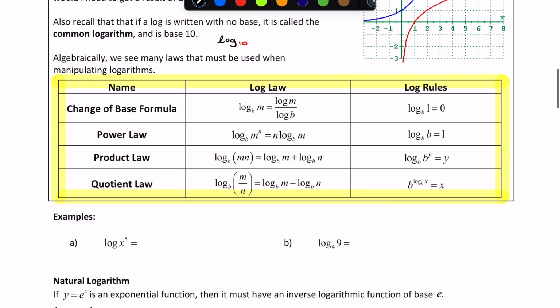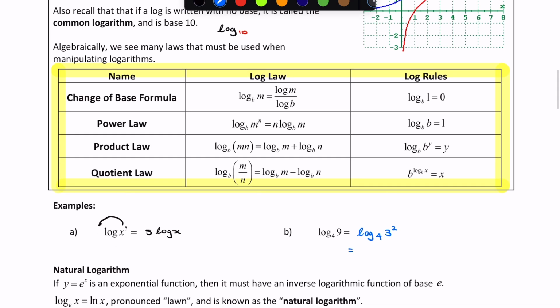Okay, so let's look at a couple of examples here. Here we have log x to the power of 5. Here we can use the power law where we move the 5 to the front. It'll give us 5 log x. And here we have log base 4 of 9. We can rewrite this as log base 4 of 3 to the power of 2, so we can write this as 2 log base 4 of 3.